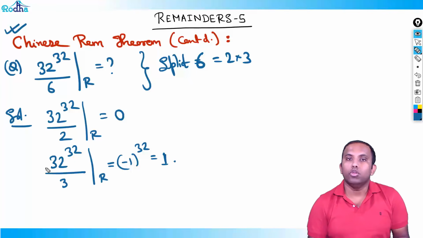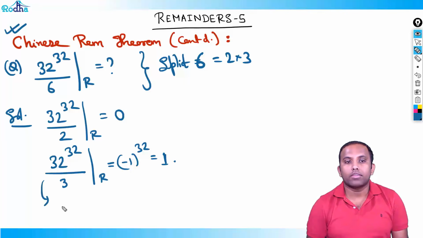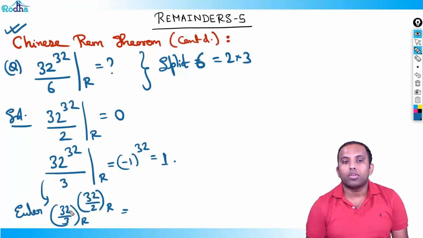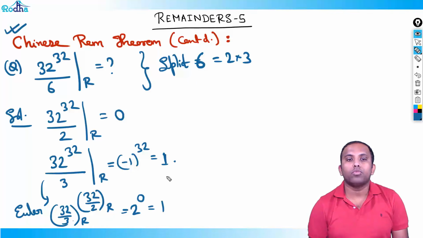Or you can apply Euler also, your wish. If you apply Euler, it will look like this: 32 by 3 remainder and 32 by 2 remainder. 32 by 3 remainder is 2, and the power is 0, because 2 is the Euler number of 3. 2 raised to 0 is 1. So you got 1 here.